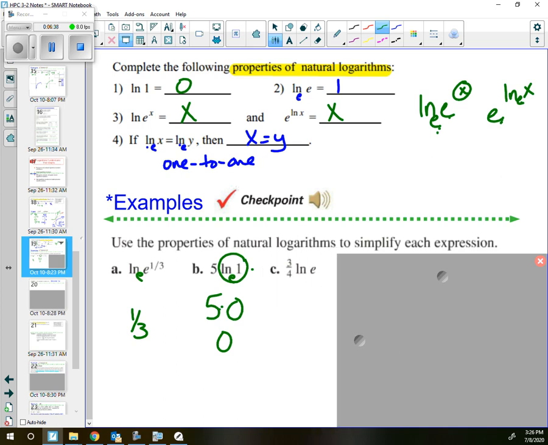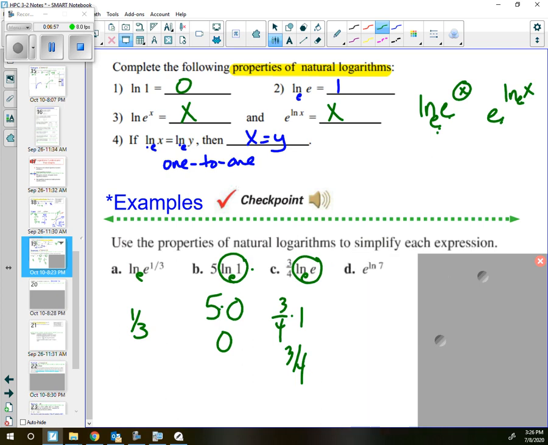Okay, same kind of process here, even though there's a 3/4 out front. Let's talk about the ln of e. Natural log of e, what is that? That means e to the what power gives you e? Well, that's your property number 2 there. ln of e is 1. So 3/4 times 1 would be 3/4. Again, you can check all of these in your calculator, but the idea is you know what they are because you know your properties.